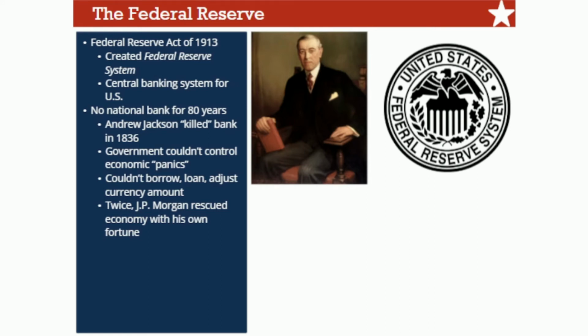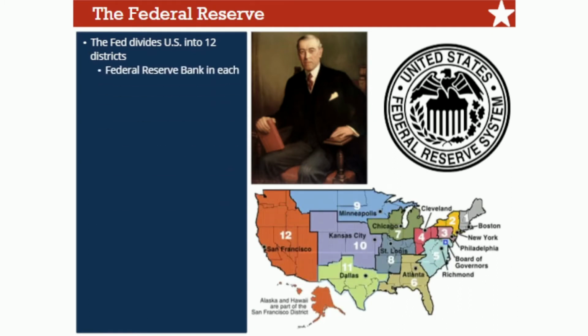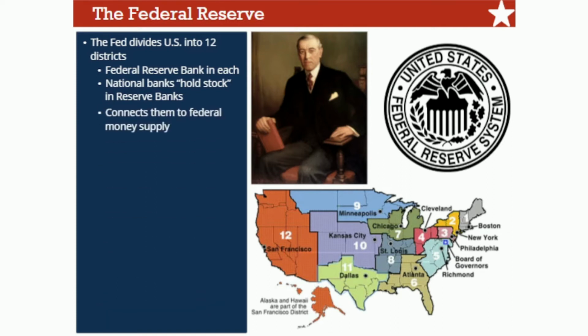The Federal Reserve, sometimes called the Fed for short, divides the nation into 12 districts. Each has its own Federal Reserve Bank. You can see the districts on this map. The 12 reserve banks are located in Boston, New York, Philadelphia, Cleveland, Richmond, Atlanta, Chicago, St. Louis, Minneapolis, Kansas City, Dallas, and San Francisco. National banks located in these regions are required to hold stock in their region's reserve bank by giving it money. This connects them to the federal money supply and gives banks across the entire nation the backing of the United States.